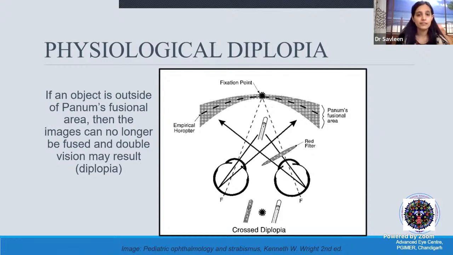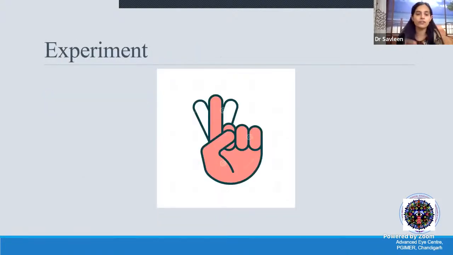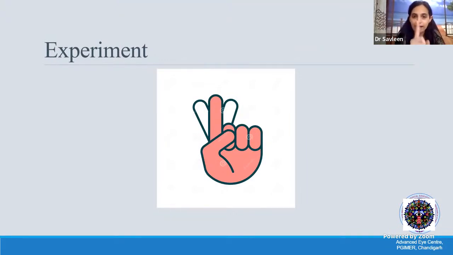So to understand this, again, I would want you all to do a little experiment. Say I'm looking at my PC, and I put one finger in front of my eyes, both eyes open, and now I try to fixate at this finger, or maybe you can take a pen. When I'm fixating at this finger, my PC goes a little double. And if I'm trying to fixate at my PC and keeping my finger in front of my eyes, between the PC and my eyes, I start seeing my finger as double.